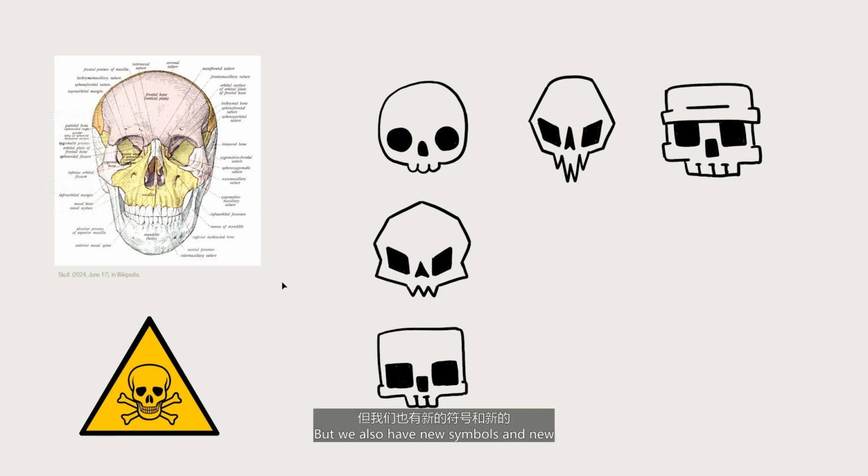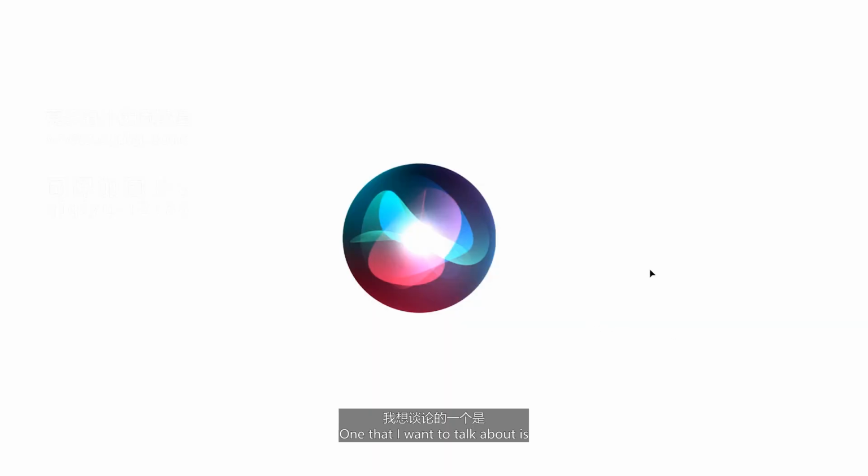Now, a skull is probably maybe the oldest and most universal symbol that we have on Earth, but we also have new symbols and new visual cues that are always emerging. One that I want to talk about is this symbol here that you'll probably know as the design for Apple's Siri, their AI voice assistant. Now this is a circle with some sort of rotating abstract shapes inside it. This is a fairly abstract representation. They are not using sound waves or microphones.